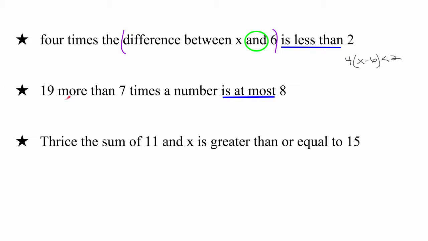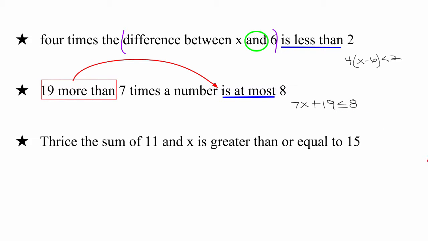I see 19 more than. So I want to box that in and arrow it to my inequality symbol, or the start of my inequality symbol. So now we can translate 7 times a number. We'll start with that. Here's the exact translation. We have 7 times a number. We don't know what the number is, so we have to pick a variable. I picked x. And we have 19 more than that. That is less than or equal to 8.